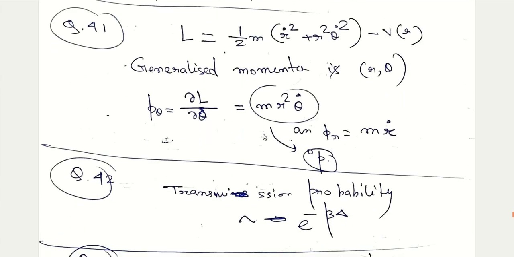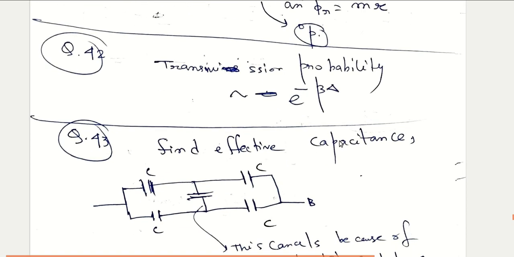Now next, you have this Lagrangian in plane polar coordinates in terms of r and theta, and you need to find the generalized momenta in terms of r and theta. So the generalized momentum will be m r square theta dot. And in the next question, the transmission probability formula is given as e to the power minus beta delta.